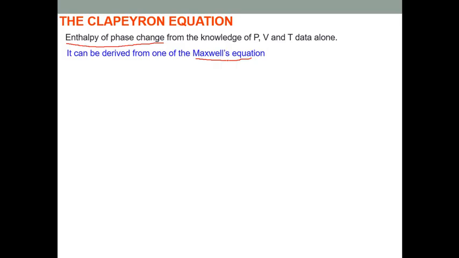Since the Maxwell relations have four different equations, let's take the third equation, right? This equation can be used to derive the Clapeyron equation. The third equation, I mean from the previous slide. This equation is basically the relationship between pressure and temperature at constant volume, which should be equal to the relation between entropy and volume at constant temperature.